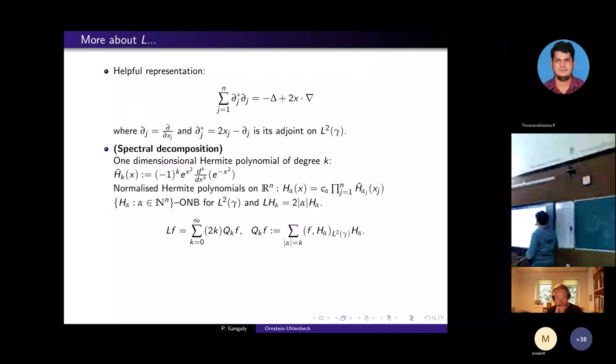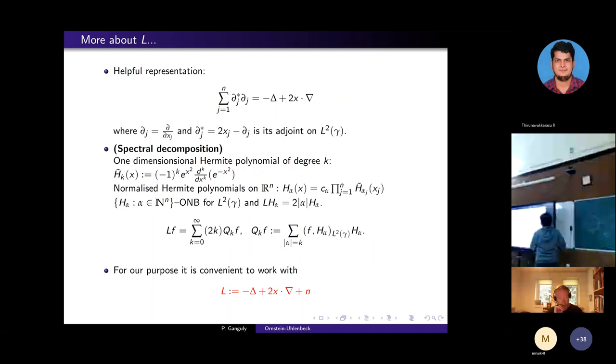Okay, so in this Gaussian setting, we have a natural family of orthogonal functions which are given by Hermite polynomials. So in the one dimensional case, the Hermite polynomials are defined by this: you take the Gaussian, apply the derivatives, then you multiply with the same Gaussian so that you only get the polynomial part. And the n-dimensional Hermite polynomials are defined just by taking the tensor product of one-dimensional polynomials. We multiply a constant C_alpha so that it becomes normalized in the L2 norm. And then it turns out that these Hermite polynomials form an orthonormal basis for L2(gamma), and they are eigenfunctions of the Ornstein-Uhlenbeck operator with eigenvalue 2|alpha|.